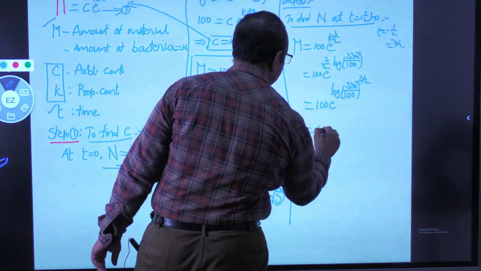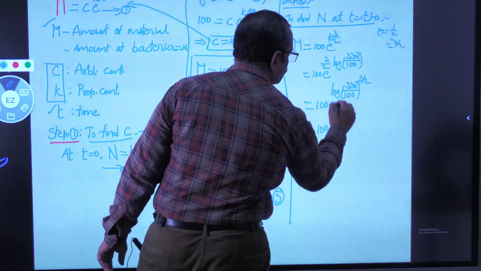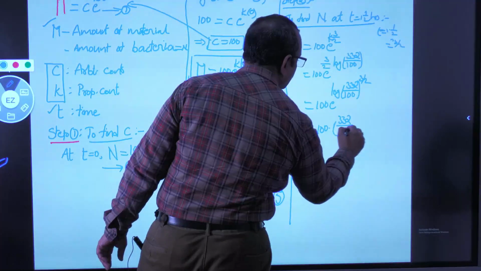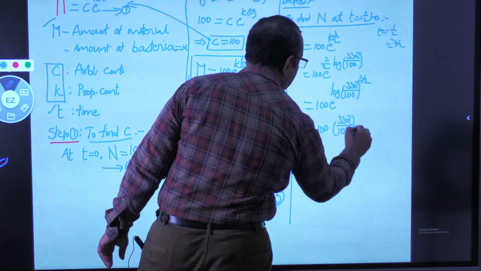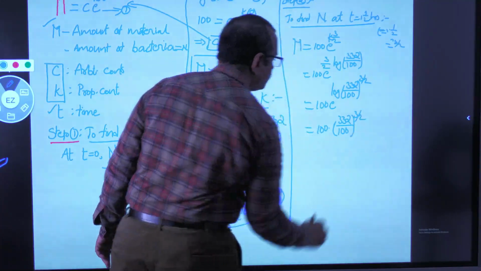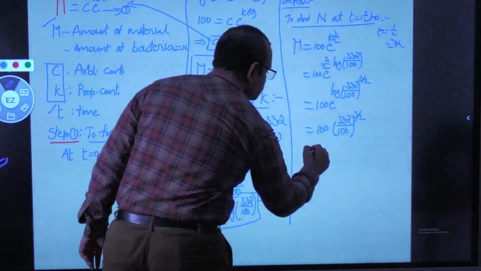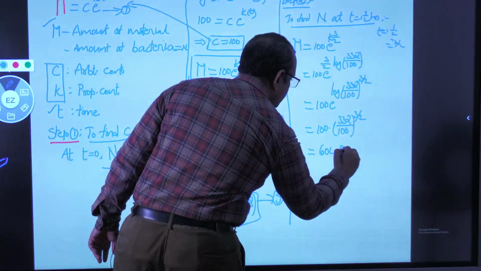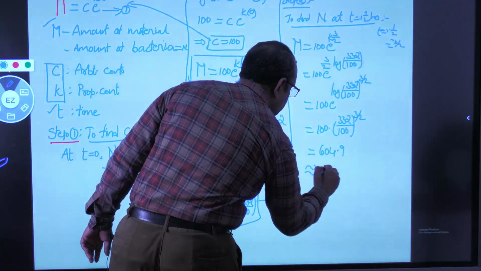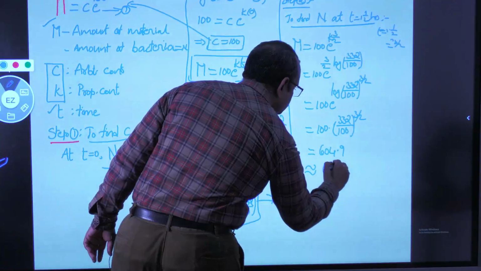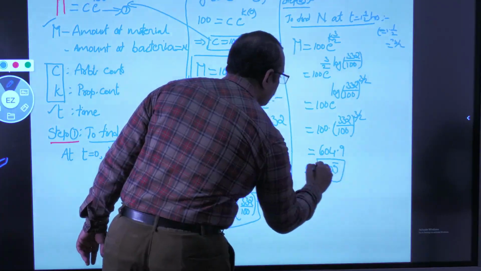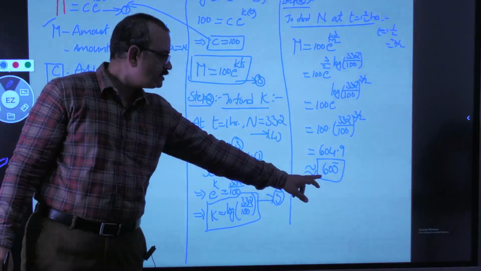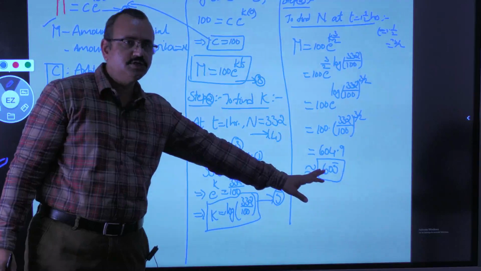By simplifying this using the basic logarithmic definitions, we can write it as 100 into 332 by 100 whole power 3 by 2, and by simplifying this we get nearly 604.9, so nearly 605. So after 1.5 hours the amount of bacteria present in this culture is 605.